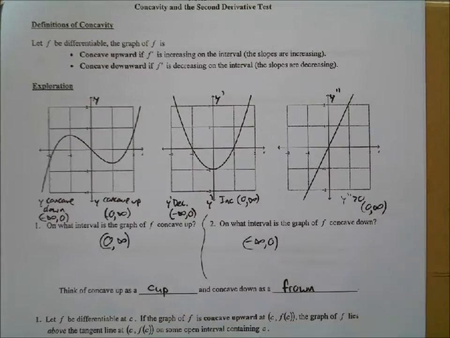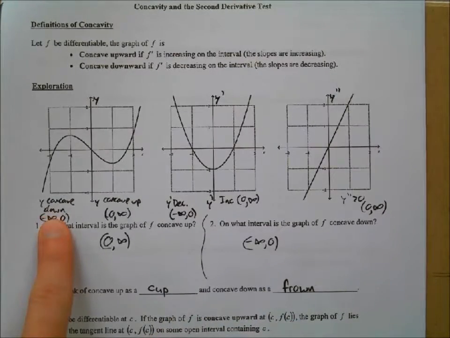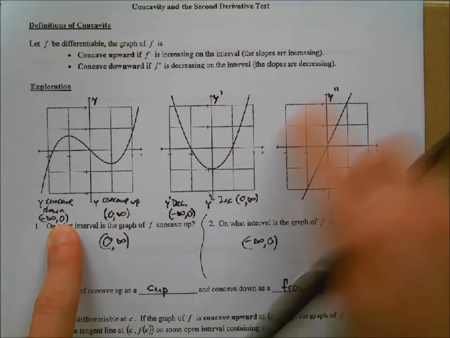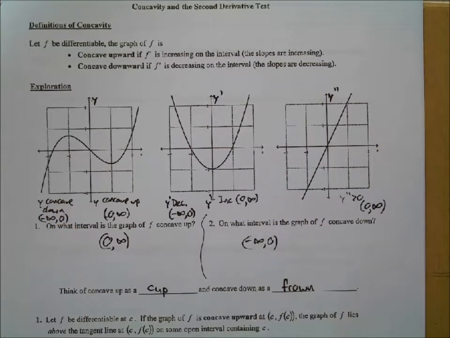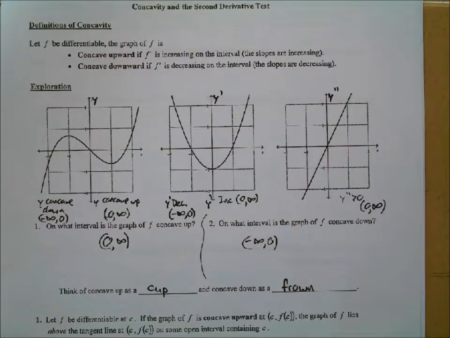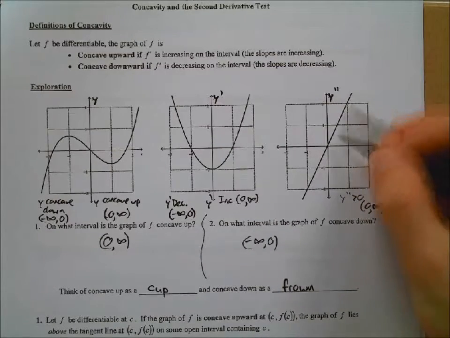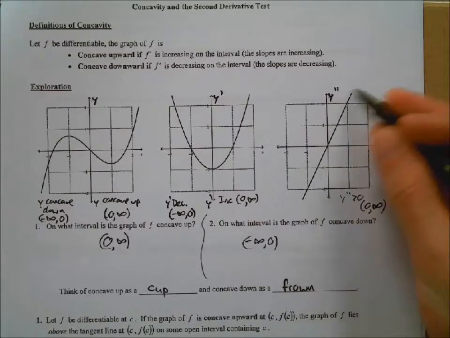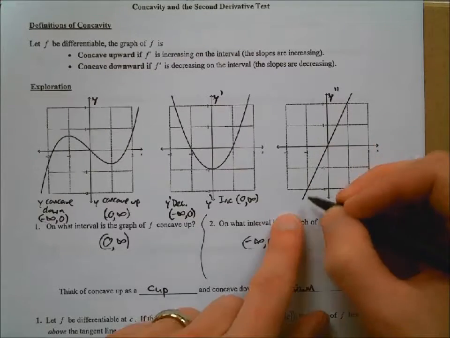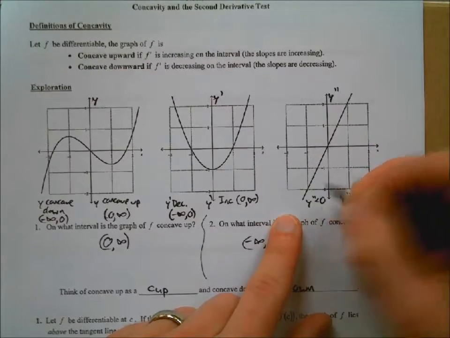Where our function is concave down, the interval from negative infinity to 0, what's true about our second derivative? We just said that from 0 to infinity, the second derivative was positive. From negative infinity to 0, what's true about our second derivative? It's negative. So y prime prime is less than 0 for negative infinity to 0.